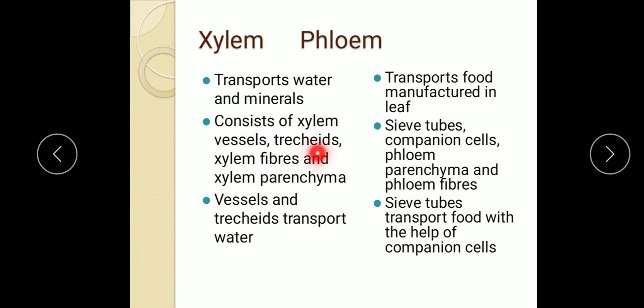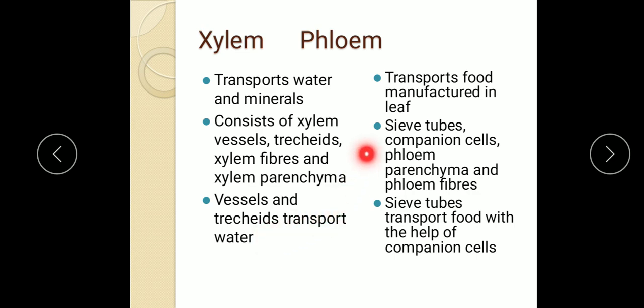Tracheids are also tubular structures but with tapering ends, and their cell walls are also thickened with lignin. These xylem vessels and tracheids transport water in the xylem.